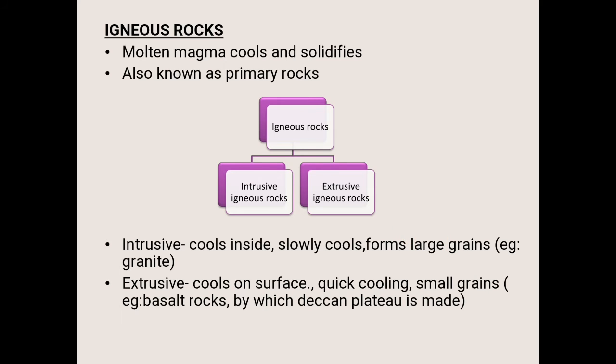Extrusive igneous rocks are those that cool on the surface, which means magma comes out and reaches the surface, and from the surface this magma cools. Here the cooling is very fast, that is, quick cooling. Therefore small grains are formed. An example is basalt rock, by which the Deccan Plateau is made.